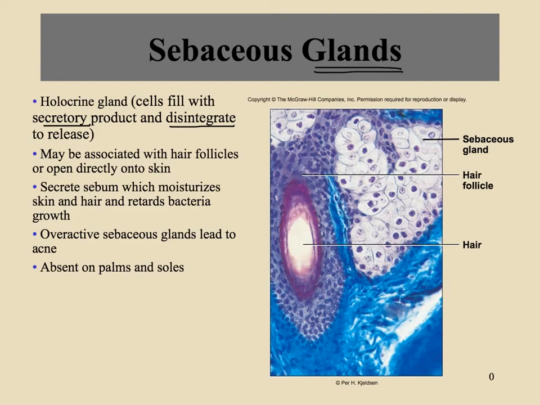So the sebaceous glands, and we can see them here in the picture, are associated with hair follicles. They also sometimes just empty directly onto the skin. These are the glands that produce oil. So we talk about having oily skin. Well, it's coming from the sebaceous glands, and the fancy name for that oil is sebum.